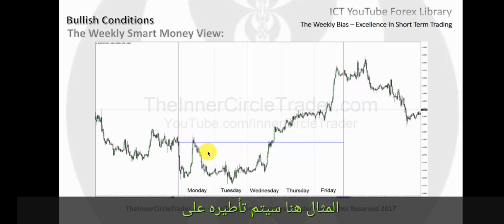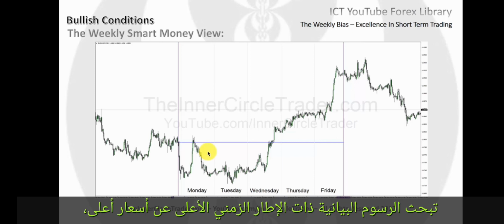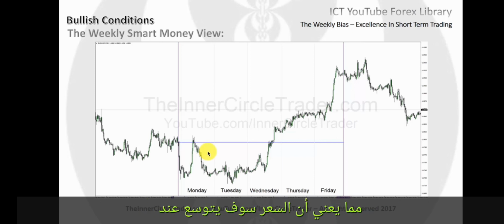This example here is going to be framed on the basis that we elected, by way of analysis, that the higher time frame charts are looking for higher prices. So that means price is going to expand on the open on Sunday or shortly thereafter, and having a higher close, or at least expanding throughout the week to make a higher price level where we can hopefully find an opportunity to harvest some pips.